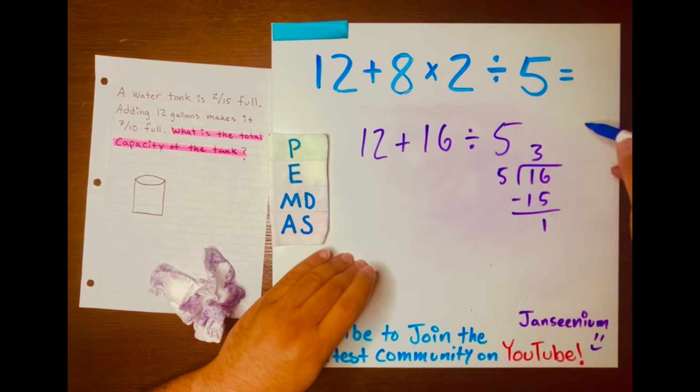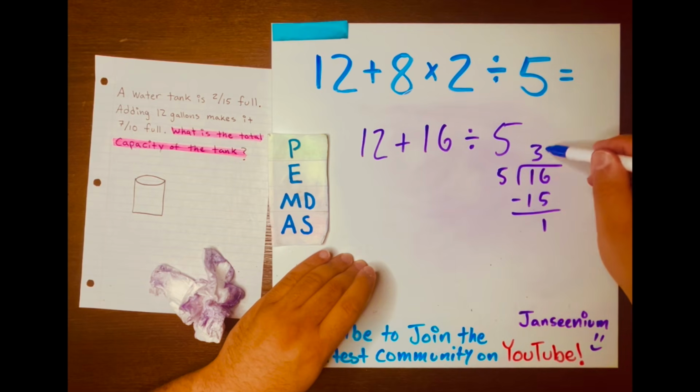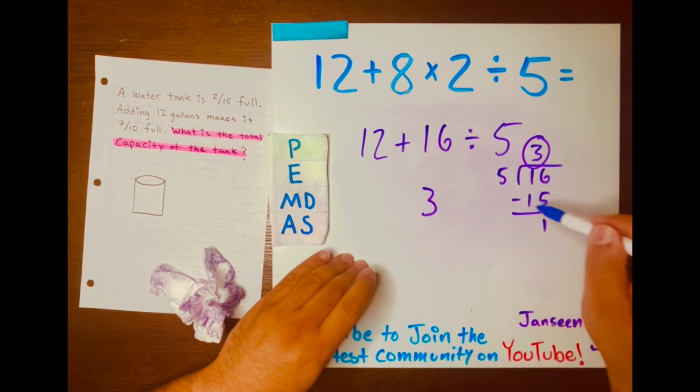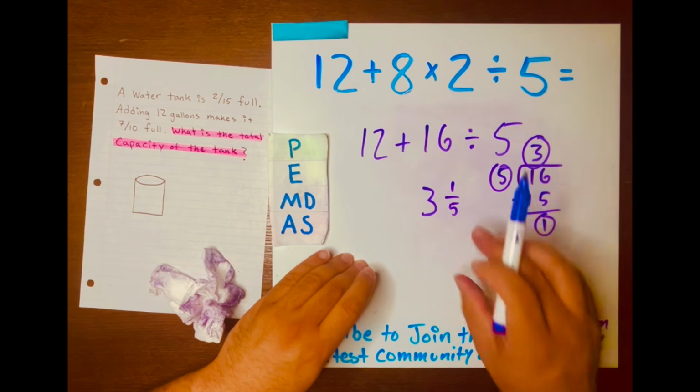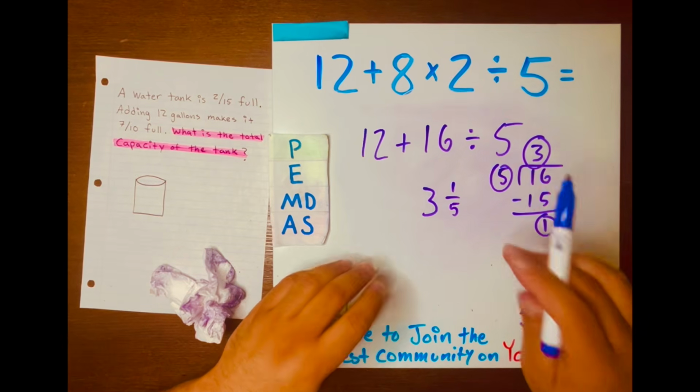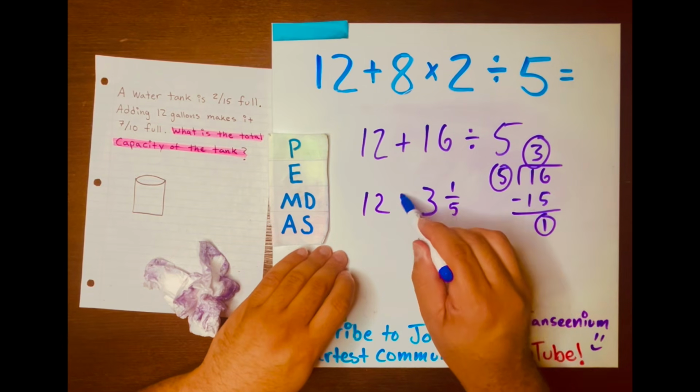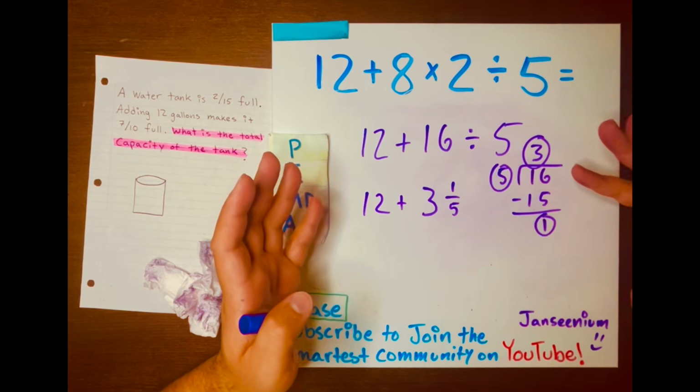So I write the mixed number answer, and the whole number is 3. The remainder, 1, goes above the fraction bar, and then the 5 goes below the fraction bar. So now I have my mixed number. Next, I drop the 12 plus, and there are different ways to solve this.